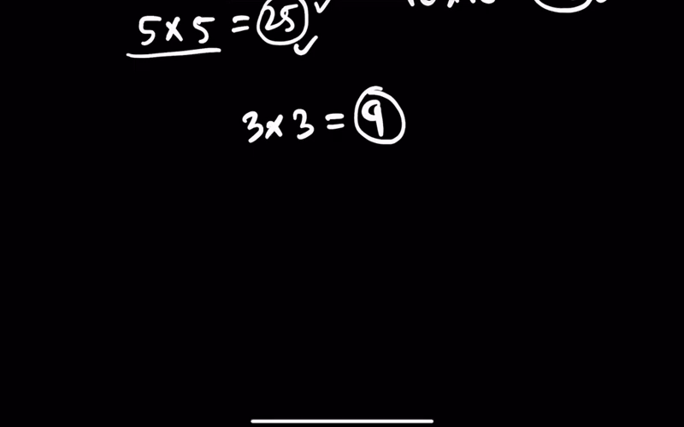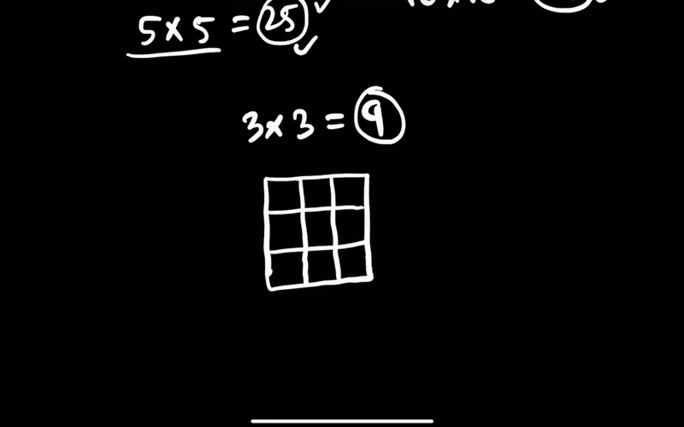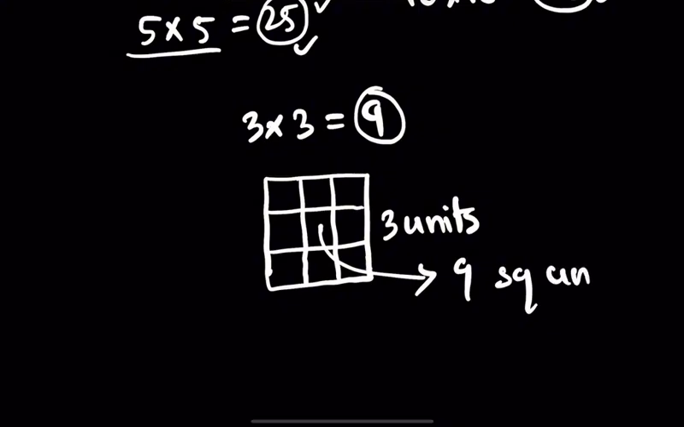Now let's see why 9 is known as a perfect square. When we draw a square, this 9 can form a square perfectly with whole number side lengths. So it has 3 units of side length and an area of 9 square units. Likewise, all other perfect squares like 25, 36, 49 can form a square perfectly with whole number side lengths. That's why these numbers are known as perfect squares.